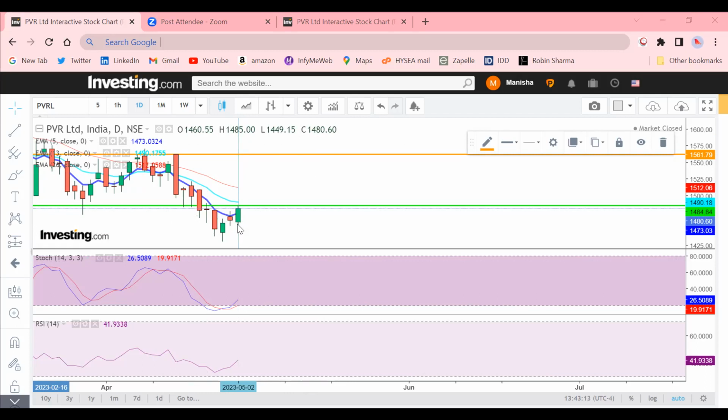For bull: target minimum minus cost, that is the minimum reward profit. Maximum is equal to target max minus cost, and risk is equal to cost minus stop loss.